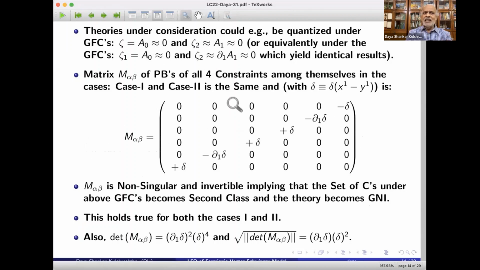I go over to these two gauge fixing conditions, time axial gauge and Coulomb gauge. And under these gauge fixing conditions, I again obtain the matrix of the Poisson brackets. And again, under both of them separately, you will end up with the same result. Okay. So this is the partial derivative of delta with respect to the first variable x1.